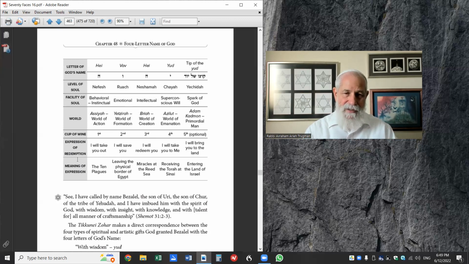Because in the Torah itself, in Parshat Ve'era, there are what are called 4 expressions of redemption. God is promising, this is God speaking to Moshe right at the beginning of the 10 plagues, and says, I will take you out, I will save you, I will redeem you, I will take you to me, and I will bring you into the land. That's why we have these cups of wine.